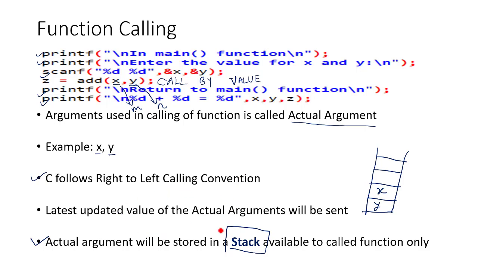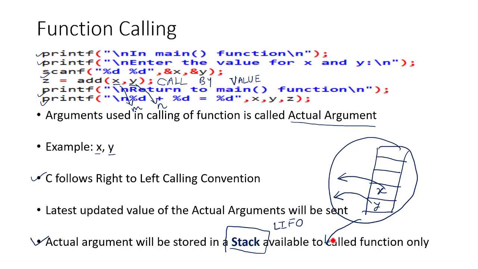Now, as we know that stacks follow last in first out, or we simply call it LIFO, what will happen then? When we are going to take the values out of the stack, the x value will be popped first. After that, the y value will be popped. This is how a stack works, and this is how things will perform in case of function calling. Now this stack will be available only to the called function. So this will be available to the add function only.